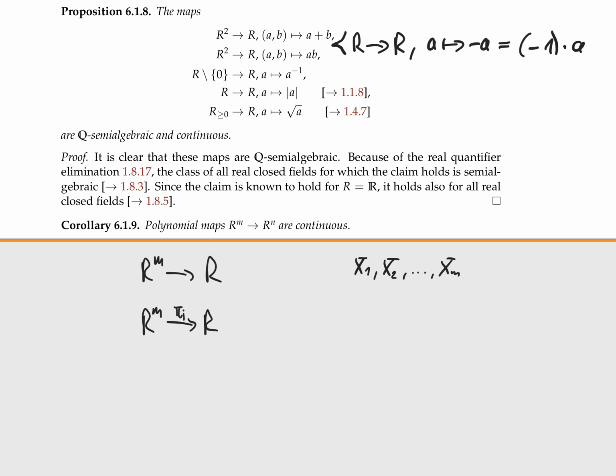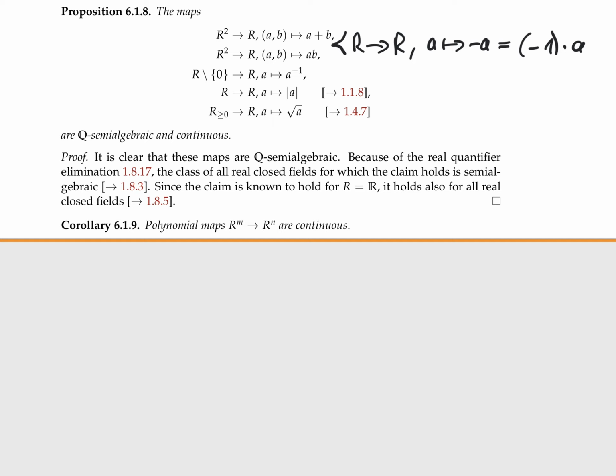And for constant polynomials, it's also clear. And when I need just that if two maps from R^m to R are continuous, then their pointwise product and their pointwise sum is again continuous, right? And from this I get everything.